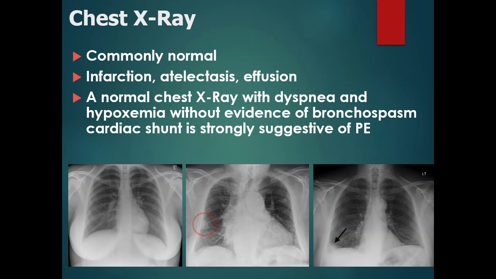with patients who have dyspnea and hypoxemia and without evidence of bronchospasm. They are not wheezing. There is no cardiac shunt. It's strongly suggestive of PE. So I have a patient with normal chest X-ray, but they are dyspneic and hypoxic, and I don't have an explanation for this. That raises the strong possibility.